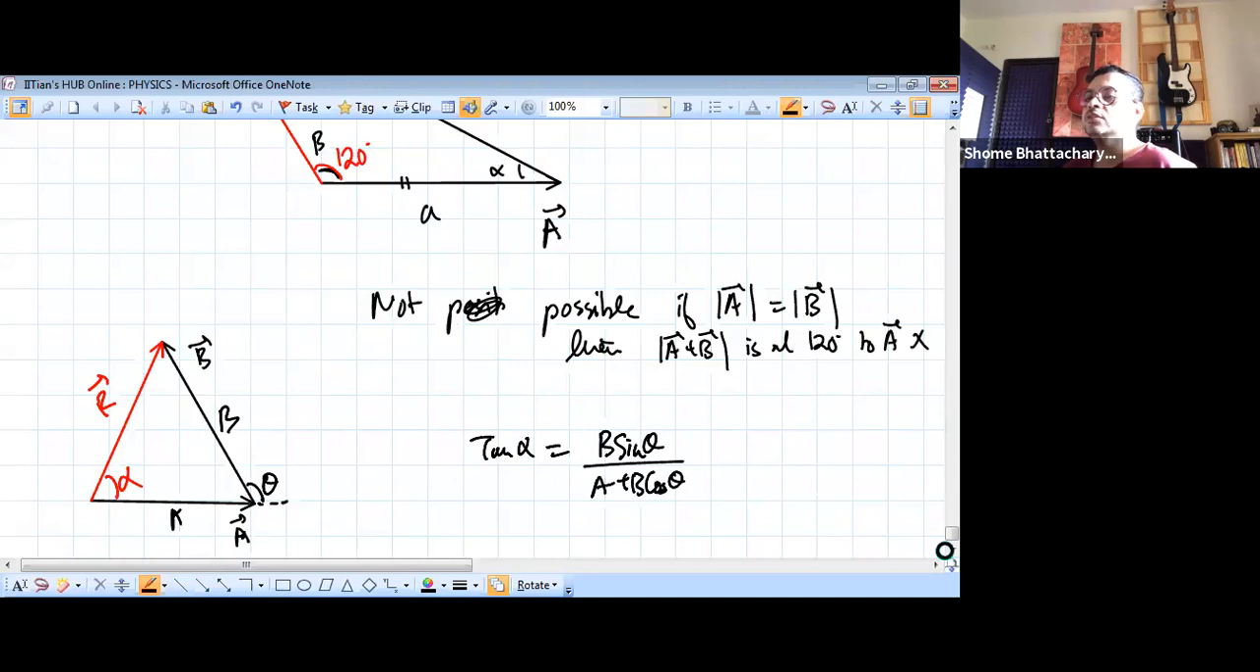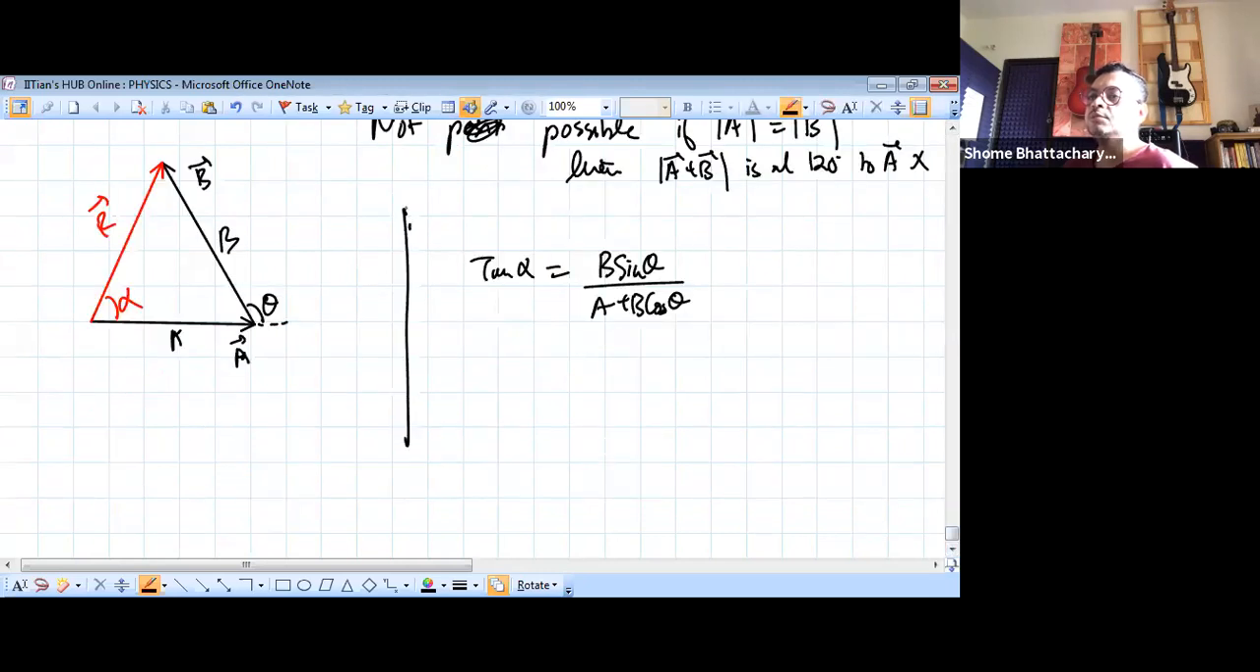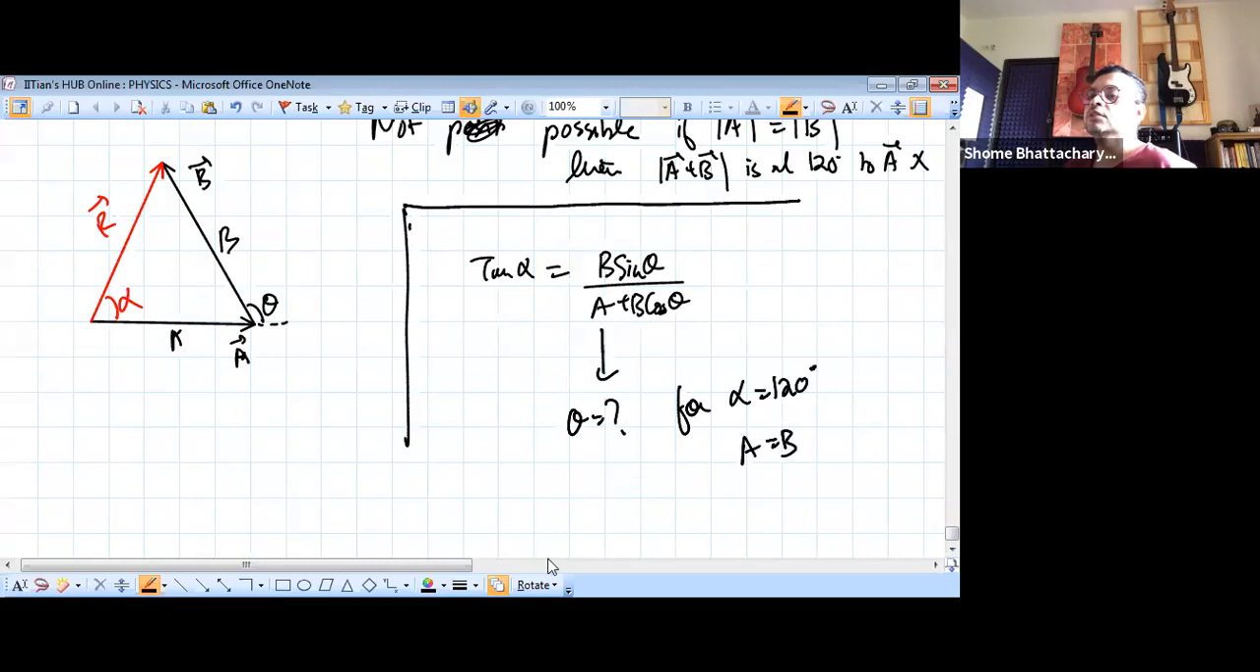Now let's solve this algebraically, so I'll just use the formula. I won't be drawing the diagram and all that. I will just put the condition that alpha should be 120 and mod A should be equal to mod B. So we want to find theta for alpha equal to 120 degrees and mod A equal to mod B. So tan 120 should be equal to A sine theta upon A plus A cos theta.